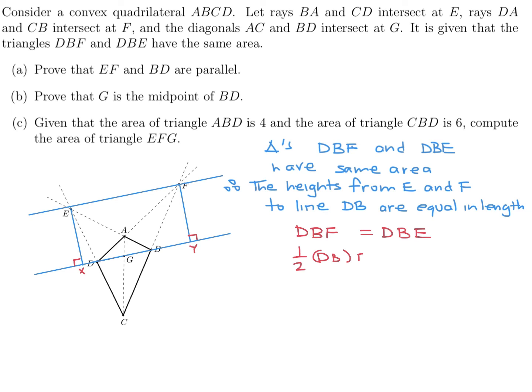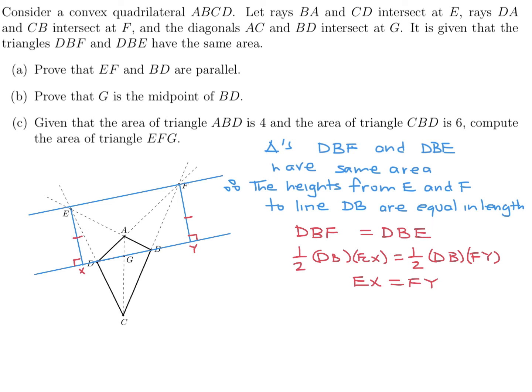So EX, right? This one is 1/2 base times height. Again, you use DB as the base, and the height you use FY. So that means that EX is equal to FY. So that means this is the same as that in terms of its length. So that's how I got that. And if that's the case, then EF and DB are parallel.